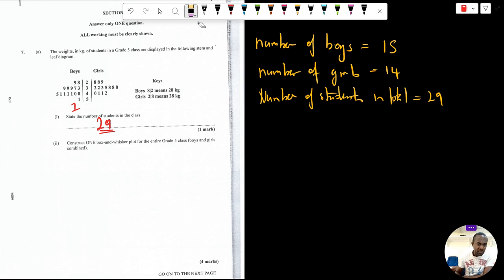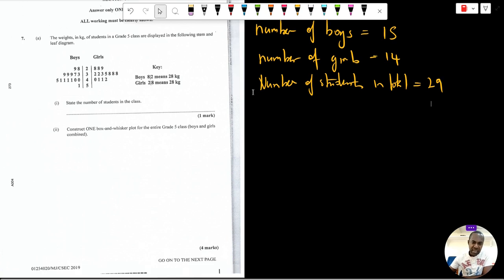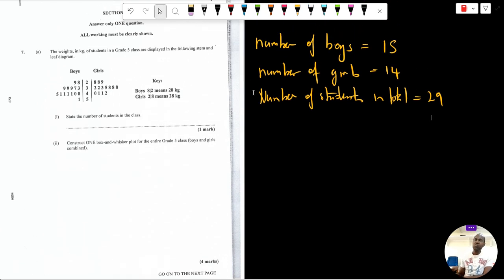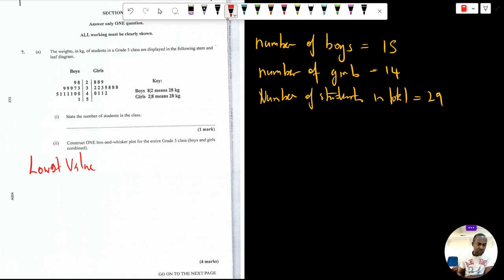Now, the next part of the question says, what are we supposed to do here? It says construct one box and whisker plot for the entire grade 5 class, inclusive of boys and girls. Now, what information do we need in order to construct a box and whisker plot? Let's go ahead and write down that information. We need the lowest value. In this case, we're talking about the lowest weight. We also need the highest value, right? The highest value. We also need the median.